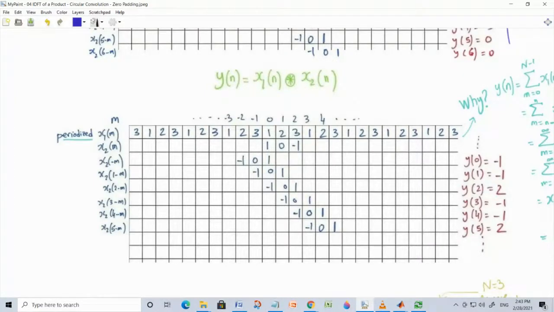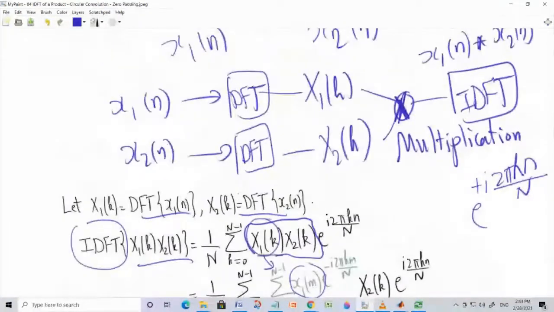In the next lecture, I will tell you why we have something like this. We don't have time to explain this now. My point is that if you take x1 of n and x2 of n, do the DFT of x1, do the DFT of x2, multiply X1 of k times X2 of k for every k from 0 up to N minus 1, and do the inverse DFT, don't expect that you will get the linear convolution. You will get something very related but a bit different, called the circular convolution.